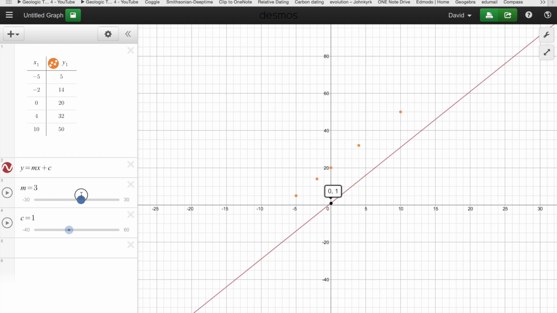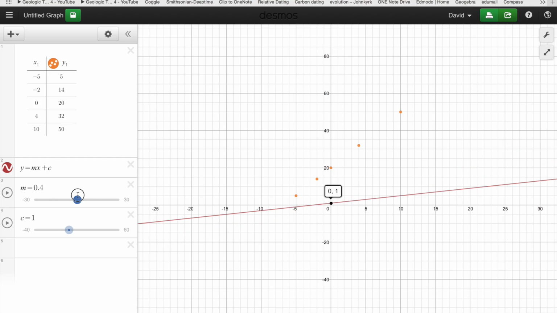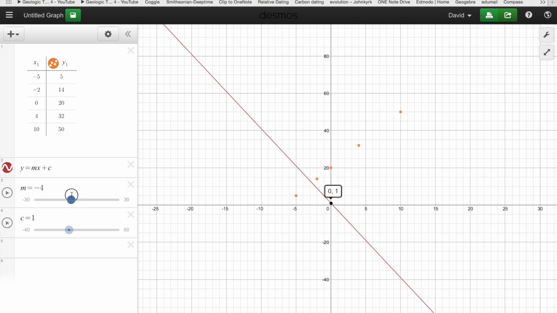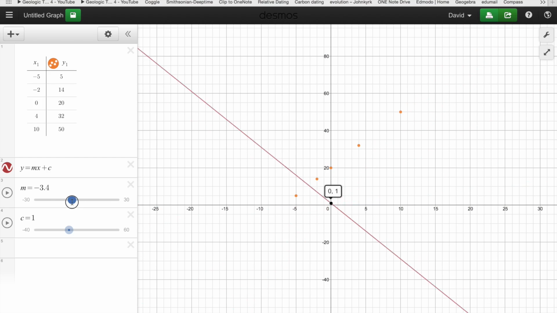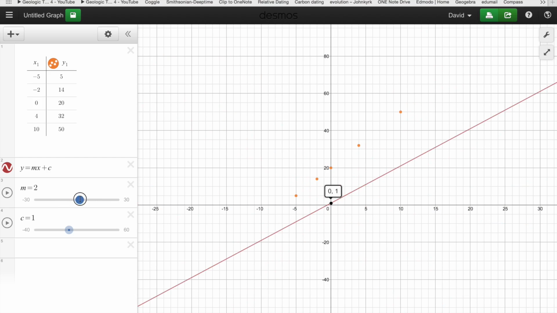Now when it hits 0, look at that. It's a perfectly horizontal line. Now what happens if I go negative? Oh, look at that. It's getting steeper, but it's getting steeper in the other direction. So we could almost say that that's flat ground, that's uphill, and that's downhill. Flat, uphill, downhill.